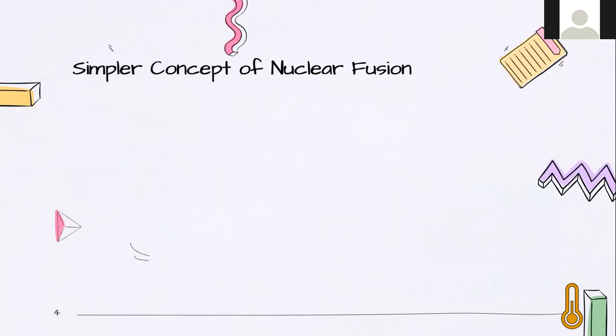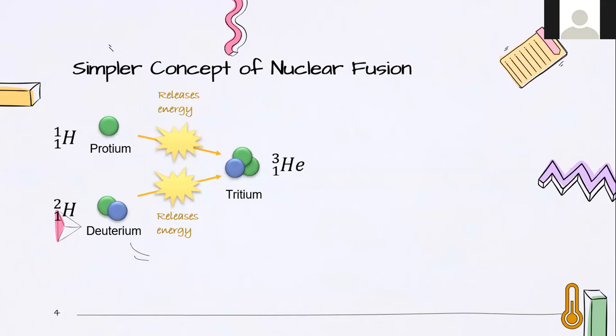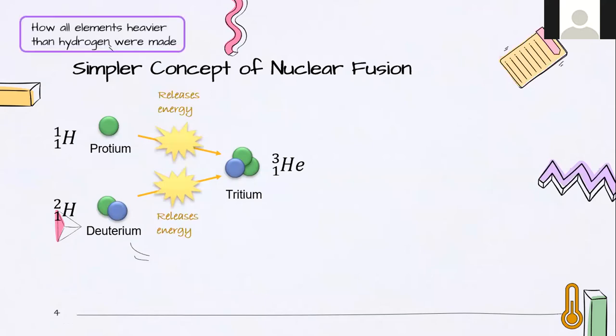In this slide, we're looking at nuclear fusion, which is when two lighter nuclei join or fuse to form a single larger nucleus. For example, two hydrogen nuclei like hydrogen 1 and hydrogen 2 could fuse together to form helium 3. This process releases tons of energy, and this is how elements heavier than hydrogen were made.